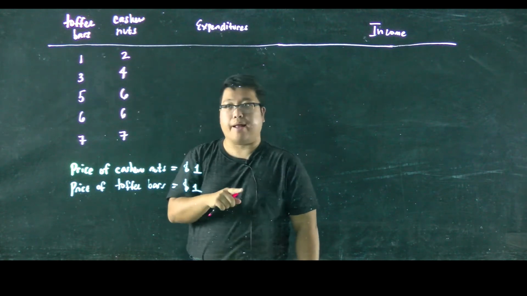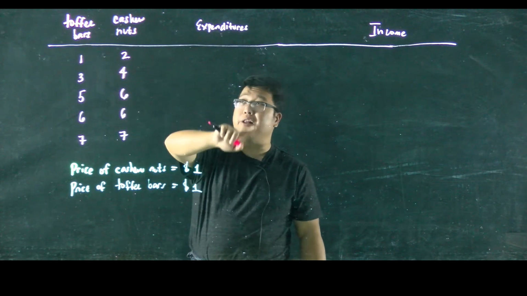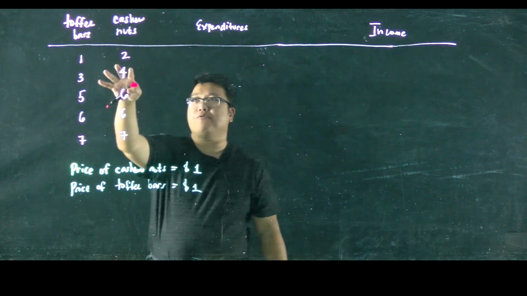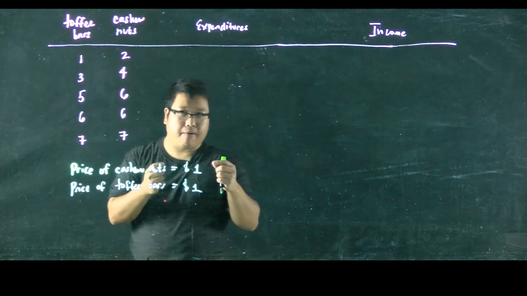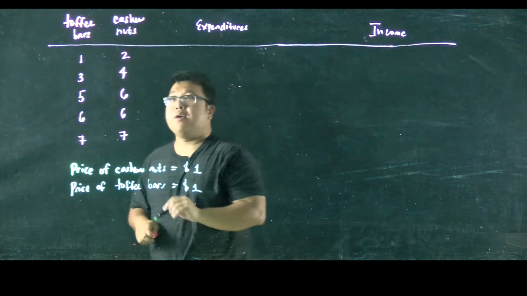All right, so now we have information on the different combinations of toffee bars and cashew nuts that satisfy the first criteria. That is, the marginal utility per dollar for toffee bars is equal to the marginal utility per dollar of cashew nuts. Now, in order for us to identify which of these combinations satisfy the second criteria, we need to compute the expenditures associated with each combination. So what we're going to do is this.